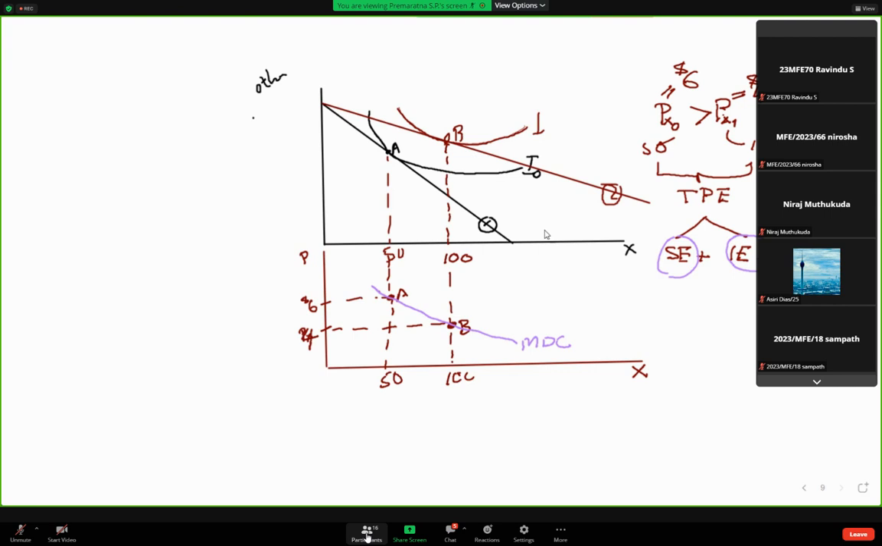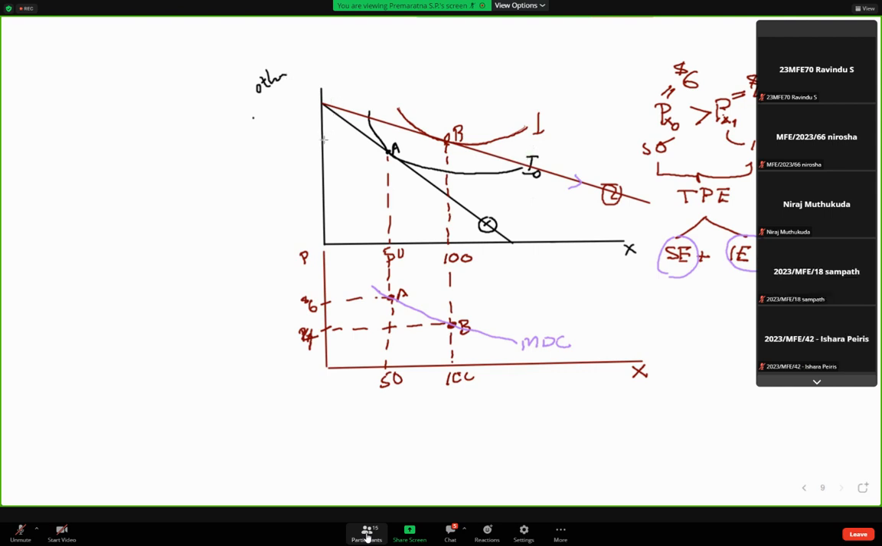So we have to draw another budget line. We get a third budget line. That third budget line, which the textbook also calls the hypothetical budget line, must satisfy two things: parallel to the new budget line and touches the original indifference curve.